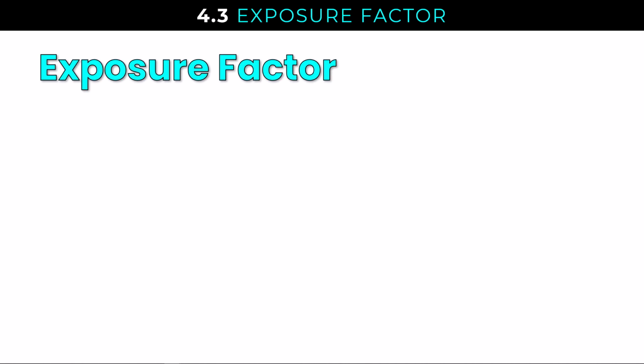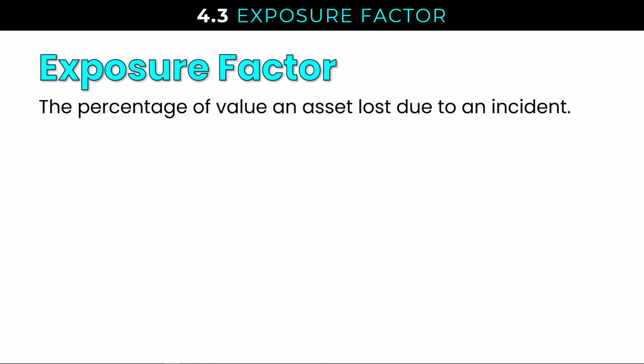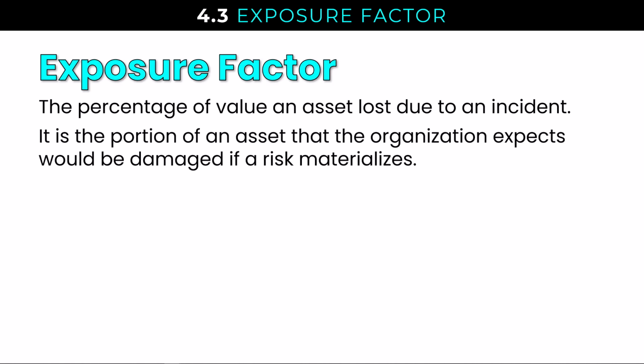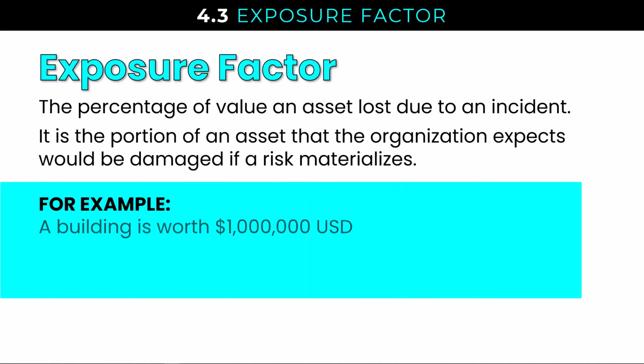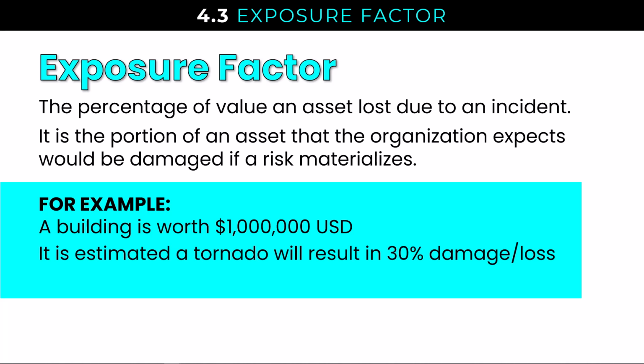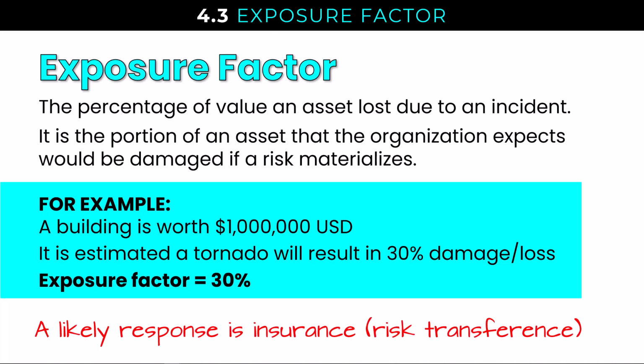And next we have exposure factor, which is the percentage of value an asset lost due to an incident. So it's the portion of an asset that an organization expects would be damaged if a risk materializes. So for example, we have a building worth $1 million. It is estimated a tornado will result in 30% damage or loss. That's $300,000, so our exposure factor is 30% there. In this case, a likely response is insurance. It's transferring the risk to the insurance company.